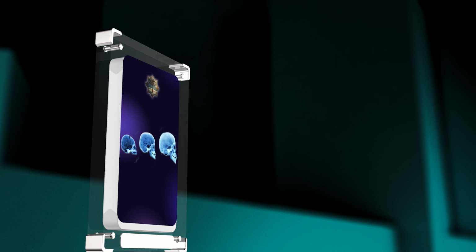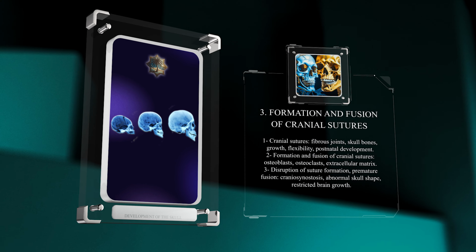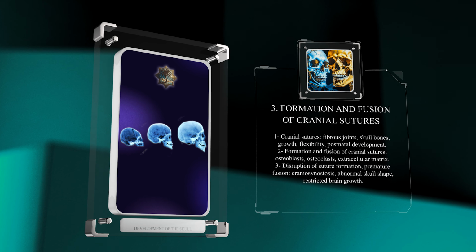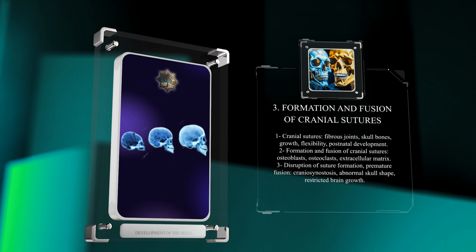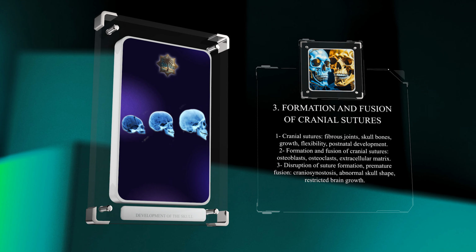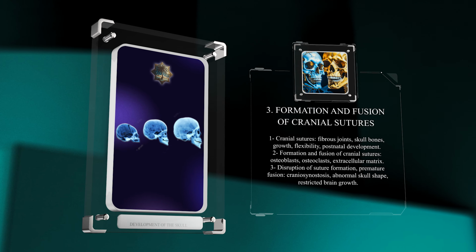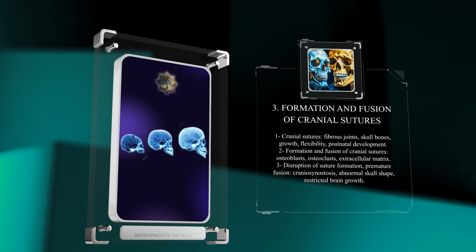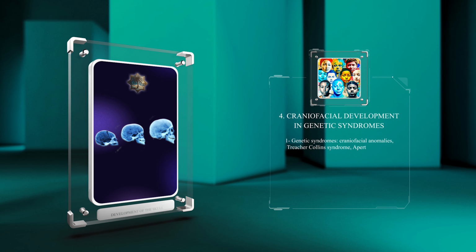Cranial sutures are specialized fibrous joints that separate the bones of the skull and allow for growth and flexibility during early postnatal development. The formation and fusion of cranial sutures involve complex interactions between osteoblasts, osteoclasts, and the extracellular matrix. Disruption of suture formation or premature fusion can lead to craniosynostosis, a condition characterized by abnormal skull shape and restricted brain growth. Various genetic syndromes are associated with craniofacial anomalies.